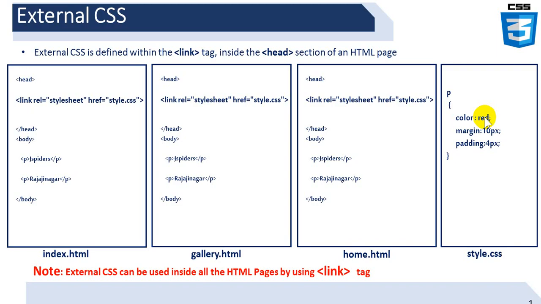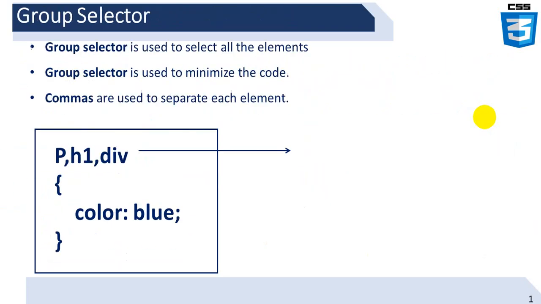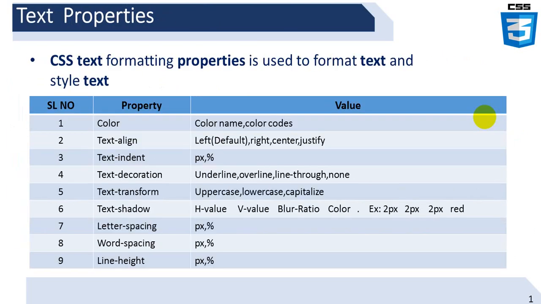So we have learned how to add CSS to the HTML. We have seen the types, and I have told you that it's very important and they'll ask you in interviews also. Now we will move to the next part. We will see some of the basic properties.